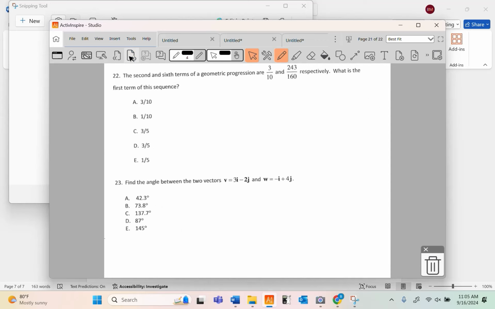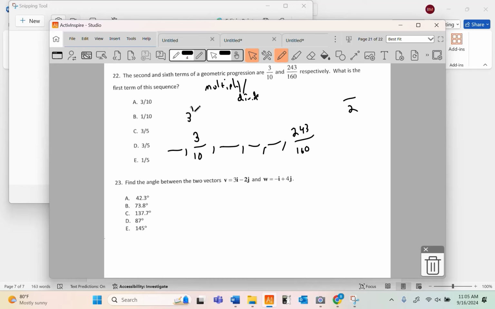The second and sixth terms of a geometric progression are 3/10 and 243/160 respectively. What is the first term of this sequence? Geometric means multiply or divide. And this doesn't seem too long. Every second, third, fourth, fifth, sixth. And let's just see if we can figure out what's going on here. If I doubled, I'd be 20, 40, 80. So I'm multiplying by something over 2. The top is probably about a power of 3.